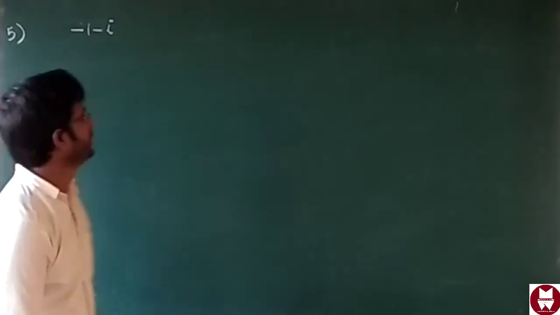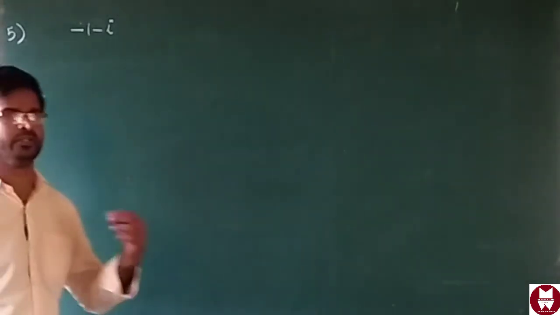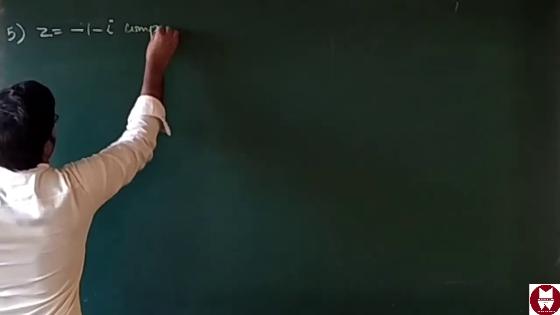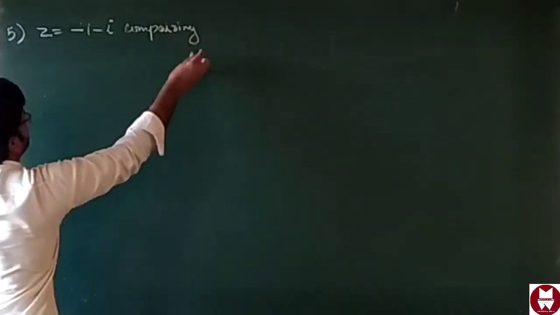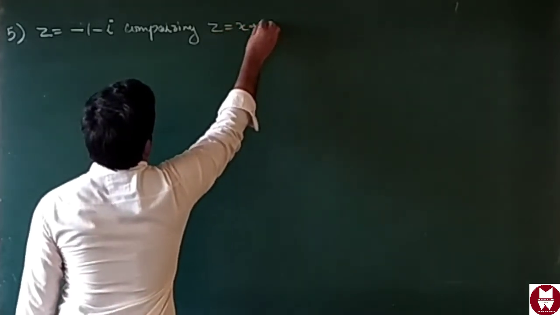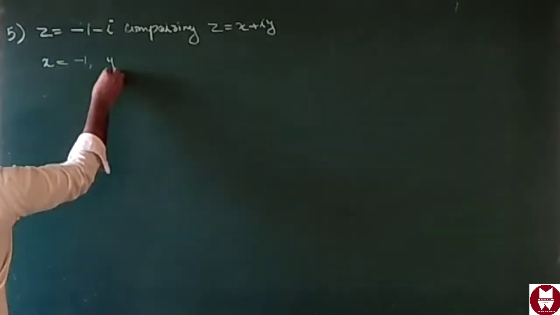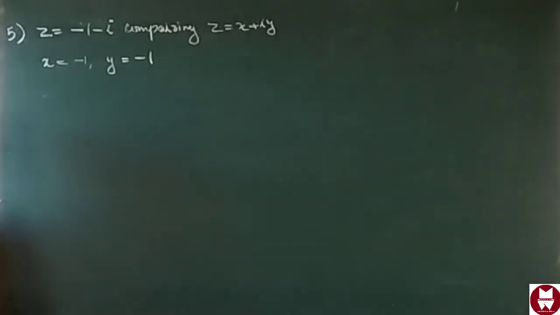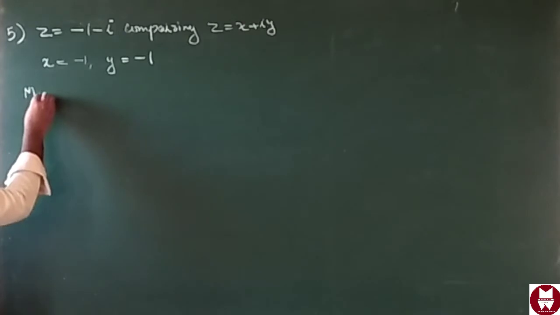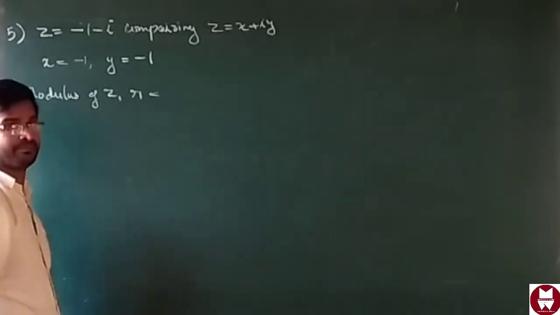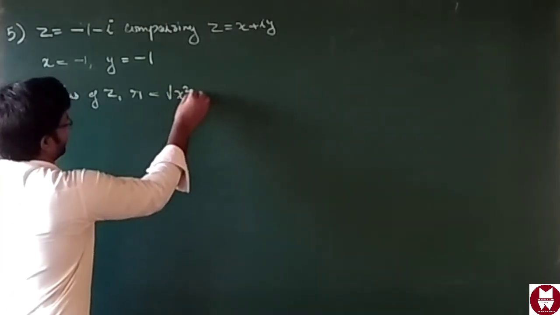See question number 5. Here also a complex number is given, and we have to convert it to polar form. First give it one name, z. Then compare with z equal to x plus I y. That time x equal to minus 1, y equal to minus 1, the imaginary and real parts. Then first find the modulus of z, that is r. We can use which formula? Square root of x square plus y square.